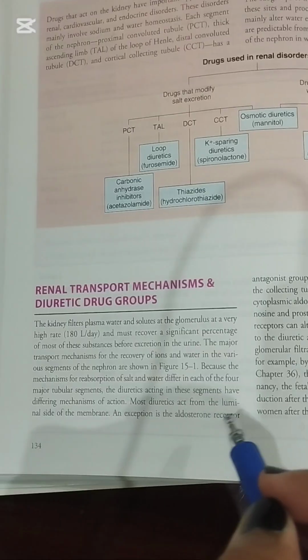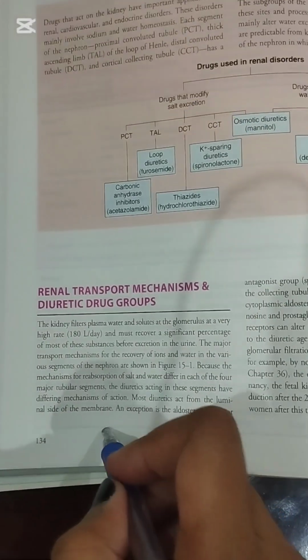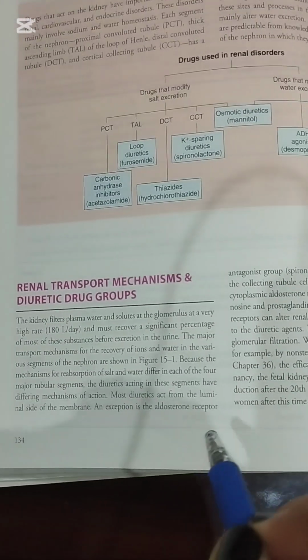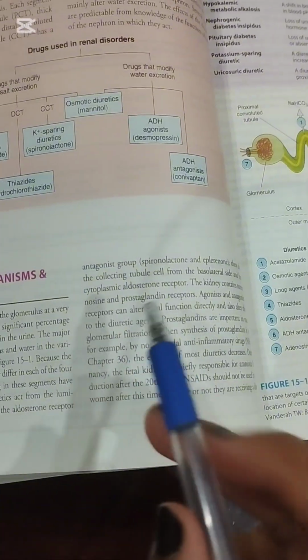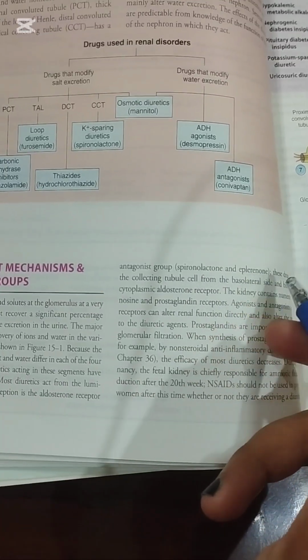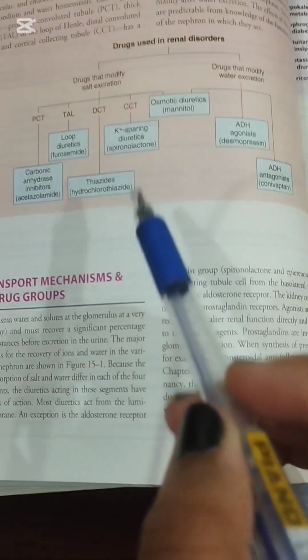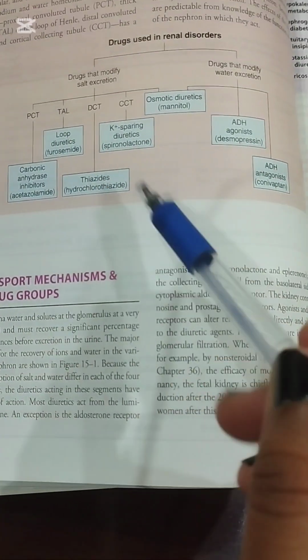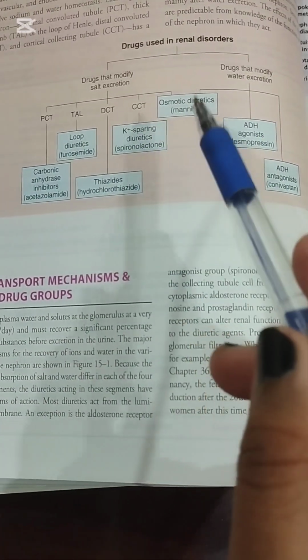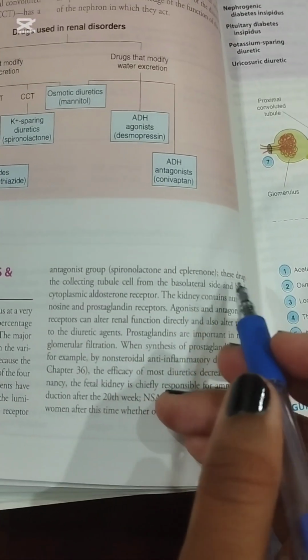Most of the diuretics act from the luminal side of the membrane, which is the internal side. An exception is the aldosterone receptor antagonists, which are spironolactone and eplerenone. Okay, so here we were talking about the potassium-sparing diuretics, which act on where? They act on the cortical collecting tubules, and they do not act on the lumen. Okay, so these are spironolactone and eplerenone only.